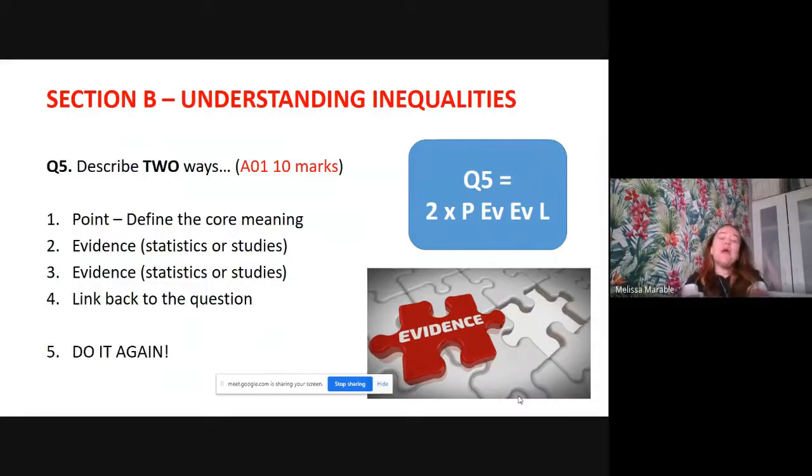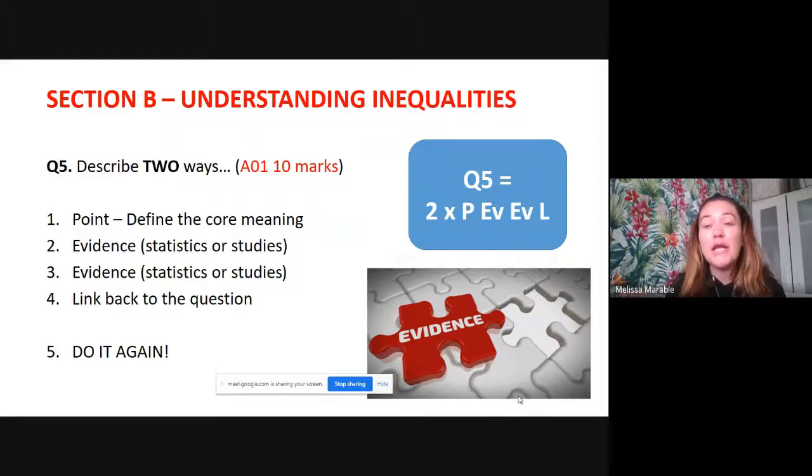Okay, section B, understanding inequalities. So this will be question 5. You need to answer both questions. Question 5 will always be describe 2 ways. It could be 2 ways which class impacts life chances, or how patriarchy is still prevalent in society, and you would be expected to therefore link patriarchy to gender.